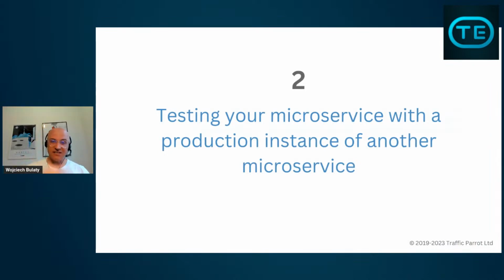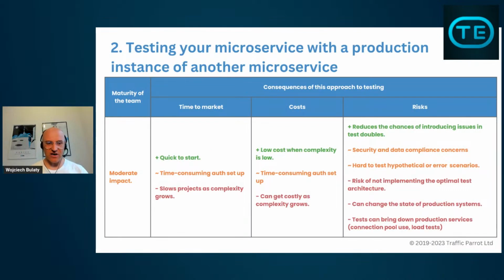Okay, so the second technique, you can test your microservice with a production instance of another microservice. So quite a bit similar to what we've done right now, but right now we're connecting your microservice to a production instance of another microservice. Well, that's going to pose some risks, right? So the maturity of your team will have a moderate impact on choosing this approach, primarily because if you connect your test microservice to a production instance of another microservice, you might change the state of the production microservice, right?